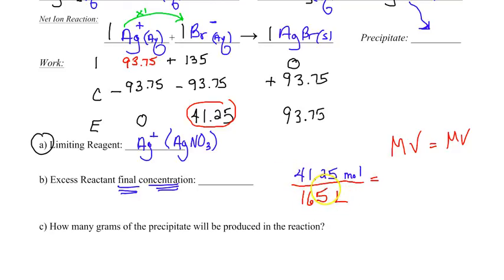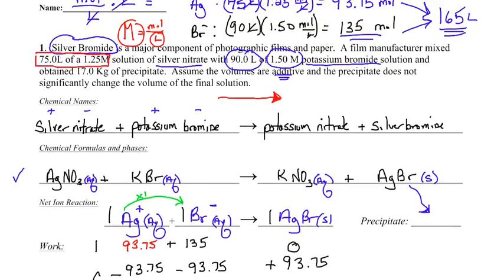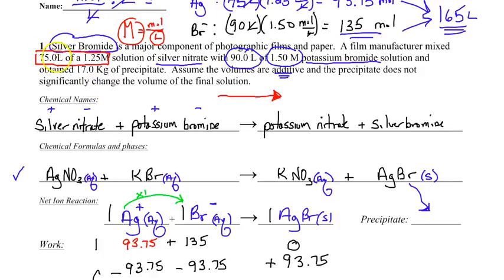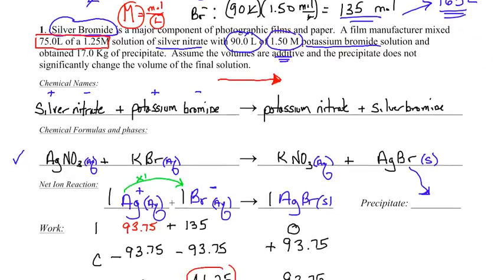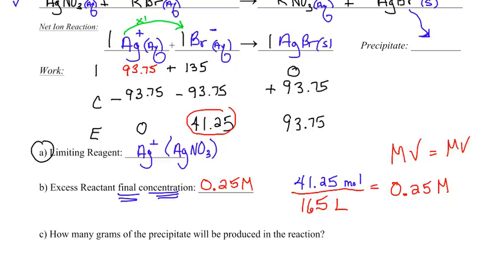In any case, you're going to do that math, 41.25 over the total volume, and you get your 0.25 molarity. So the final concentration is 0.25 molar. Now, we're going to watch our sig figs here because we could be off by more than one. Notice I have 3 sig figs, 3 sig figs, 3 sig figs, 3 sig figs. Ending zeros count when a decimal point is present. So I guess really I should have a third sig fig there.